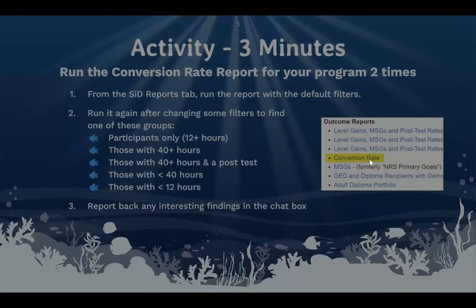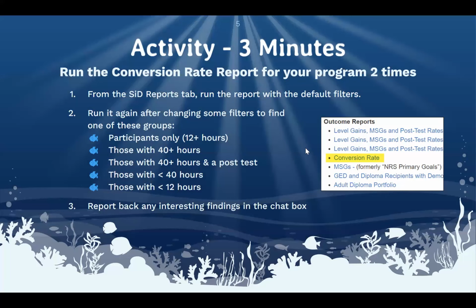So now we're jumping right in. We're going to do an activity right now. I'm going to have you open another tab in your browser, go to SiD, go to the report tab, and run this conversion rate report. I'd like you to run it 2 times. So you can consider the first time the default, your first time. That's going to be everybody, all your students. And then run it again and change some of the filters, like maybe just select participants only, or maybe just select those who have 40 plus hours and a post-test.